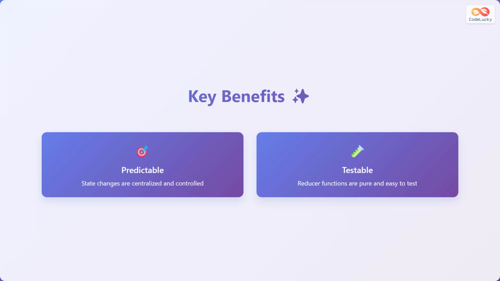Finally, let's highlight some key benefits of using useReducer. It promotes predictability by centralizing and controlling state changes. Additionally, reducer functions are pure and easy to test, making your code more robust and maintainable.